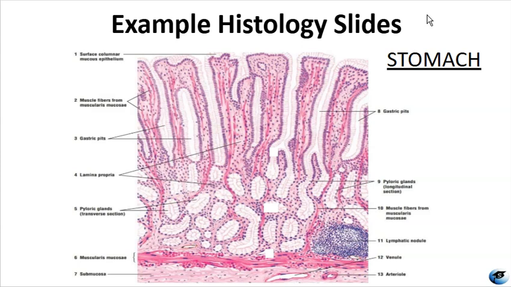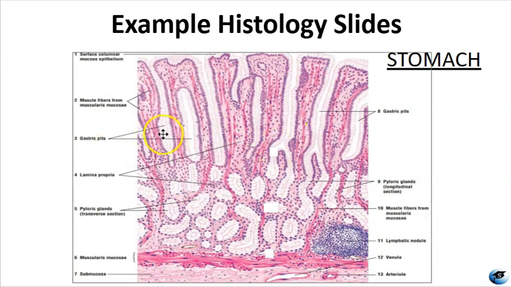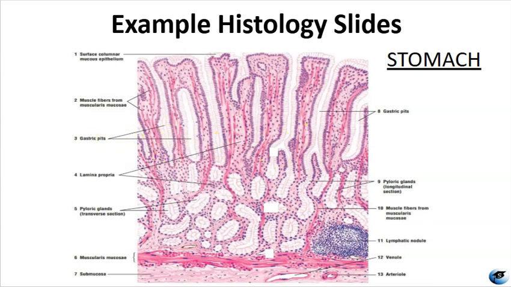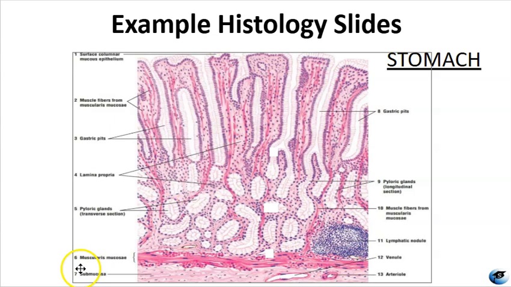In the mucosa of the stomach, you can see the gastric pits. Gastric pits are surface indentations that lead down into the gastric glands. So these pits, all of these pits here. And the gastric glands house different secretory cells like parietal cells, which secrete acid, and chief cells, which secrete pepsinogen. And then the muscularis mucosae lies at the base of the mucosa, this layer here. And then you have the submucosal layer, which is beneath that one.